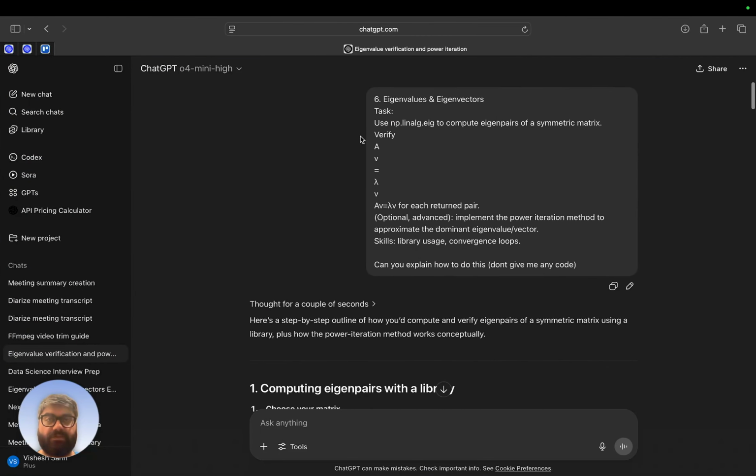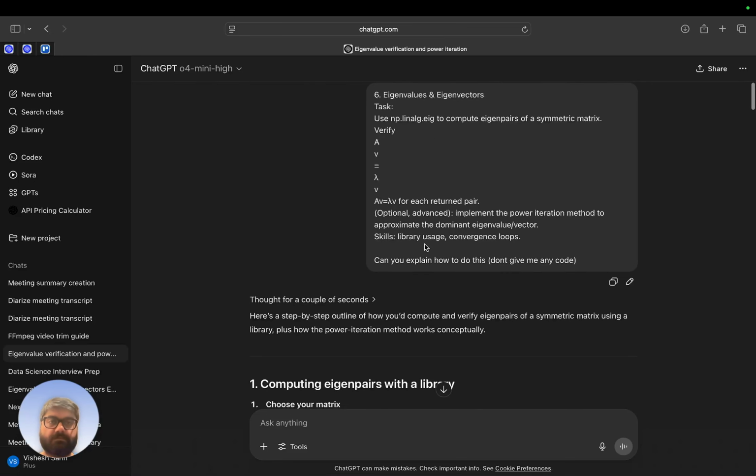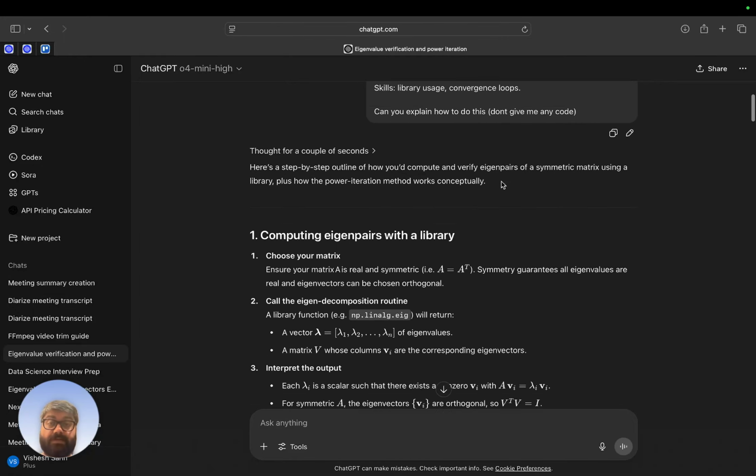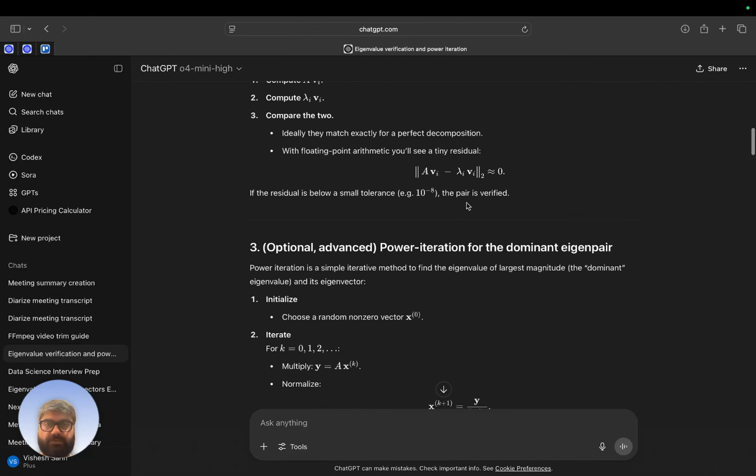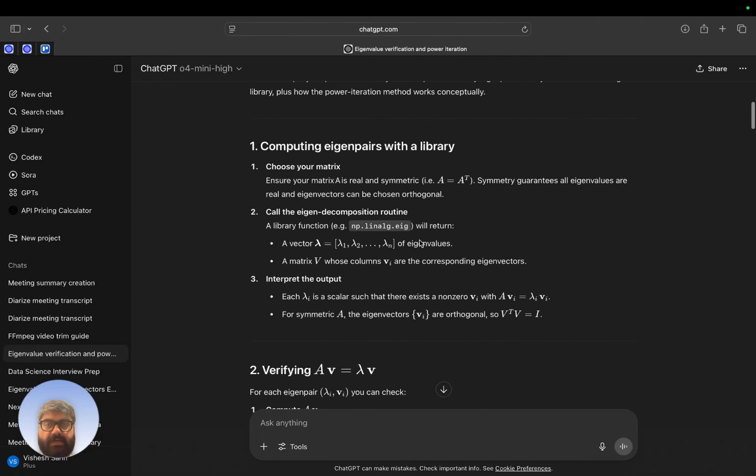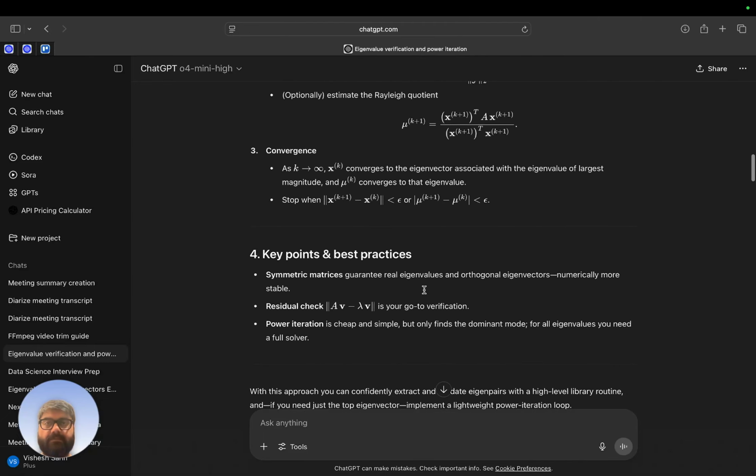So starting with this, the next task, lesson 11, was all about eigenvalues and eigenvectors, right? Essentially the task was to use NumPy's linear algebra module to compute eigenpairs of a symmetric matrix, and then, optional advanced, implement the power iteration method. And you guys knowing me was like, forget using a library. I'm going to figure out how to do this from scratch, right? So I put this in here. I immediately asked to follow up on that first step, right?